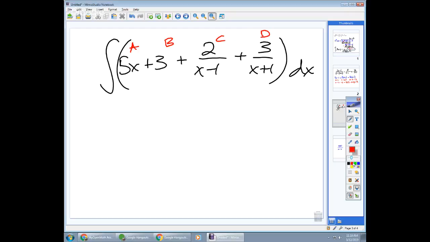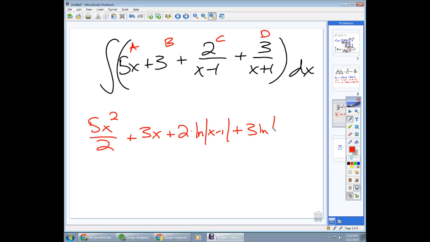Antiderivative for 5x: 5 halves x squared, plus 3x. All right, antiderivative for 1 over x minus 1: ln of x, we have the absolute value hanging out. So we'll have 2 natural log, absolute value of x minus 1, plus 3 ln absolute value of x plus 1, and then plus c, which I may or may not have to write.